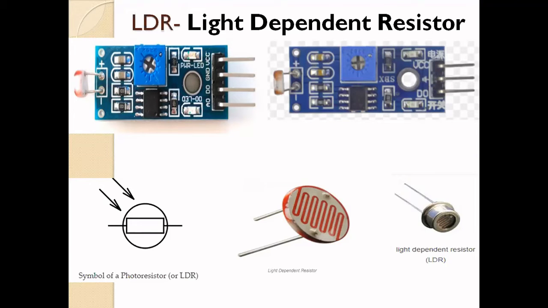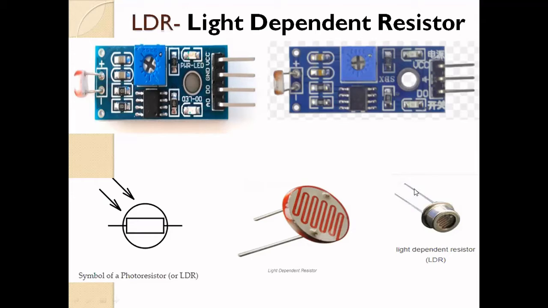Good morning, students. Today I am going to explain about LDR. LDR means light dependent resistor. At the top there are two diagrams, or two images. This is called an LDR module. The first diagram consists of 4 pins, and the second module consists of only 3 pins. These are the two types of LDR modules available in the market.